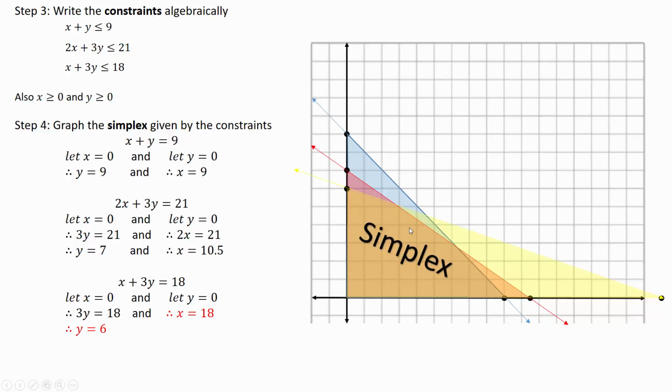So in your case, you wouldn't bother doing any shading until you've got all of your lines drawn on, and then you find the region that they are all covering up. So my simplex is this region in here, which is kind of an orangey color, not the light orange we've got there. That's not included because it doesn't have all the regions in it. But this one here is covered by all three.